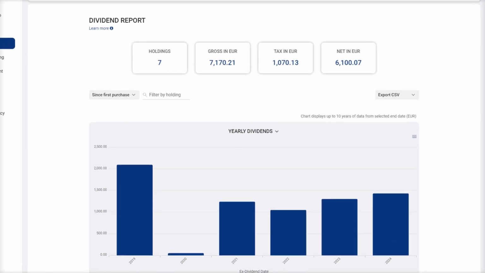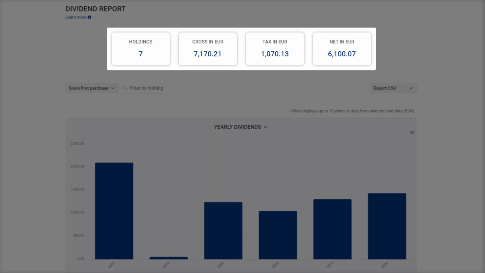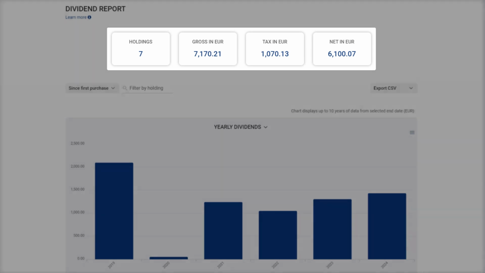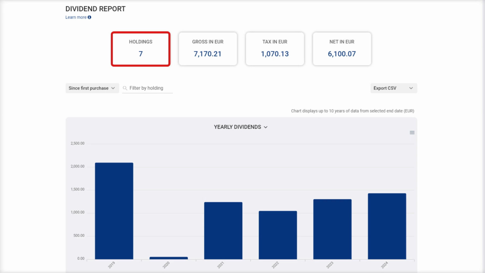We'll start by exploring the 4 tabs at the top of the report, which summarize key aspects of your dividend income history. Holdings, the total number of holdings that paid dividends in the selected period. Gross, the total gross dividend income received in the portfolio or selected holding during the specified period. Tax, the total withholding tax deducted from your dividends in the portfolio or selected holding during the specified period. Net, the total net dividend income received in the portfolio or selected holding after tax deductions during the specified period.